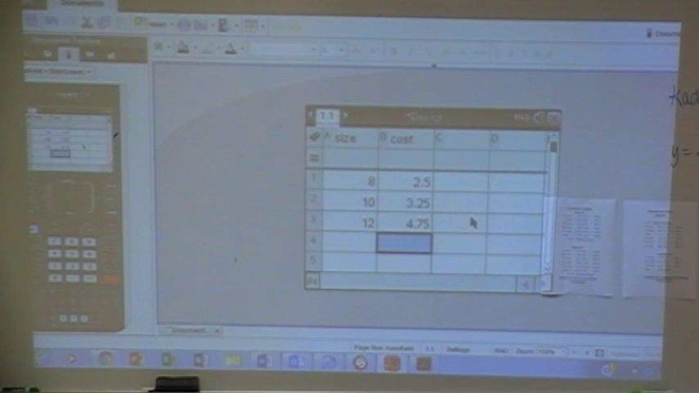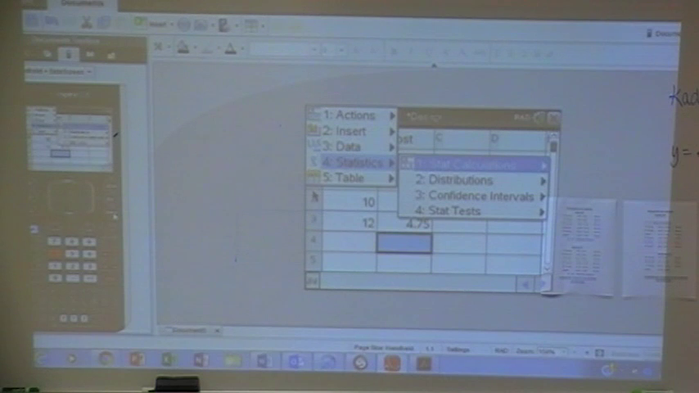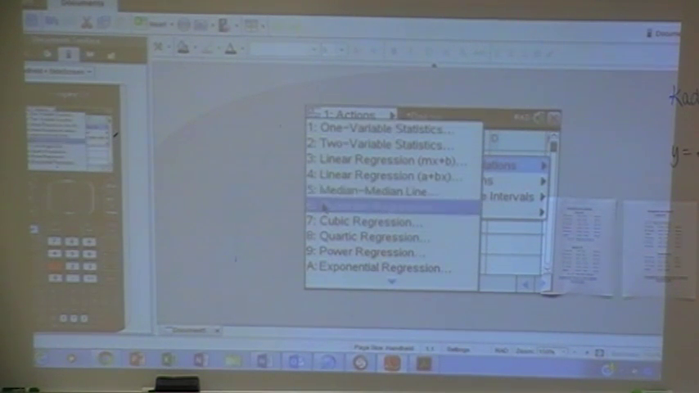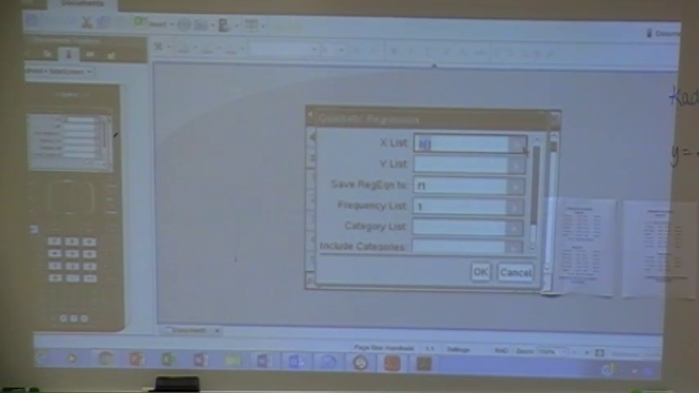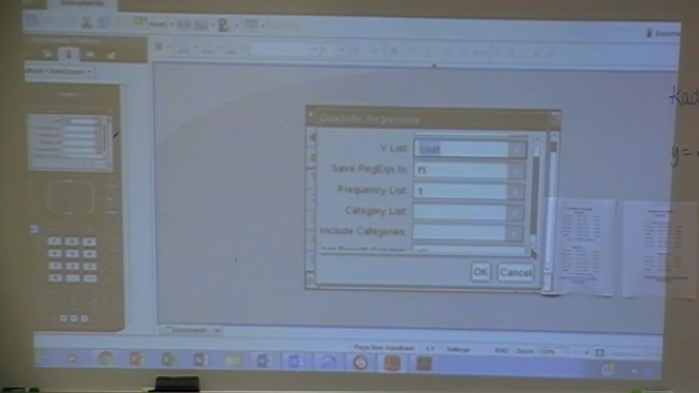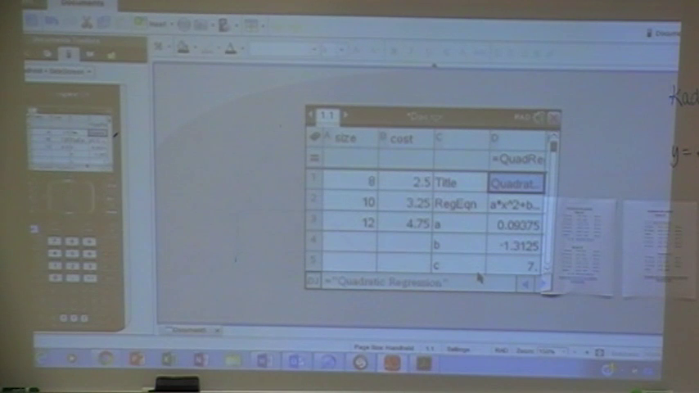So I'm going to stay right here and hit Menu, 4 for statistics, 1 for stat calcs, and 6 for quadratic regression. My X value is size and my Y value is cost, because the cost of the pizza depends on the size. I'm having it store it in F1 again. It's going to put all my information in column C. You just hit OK. There it is.